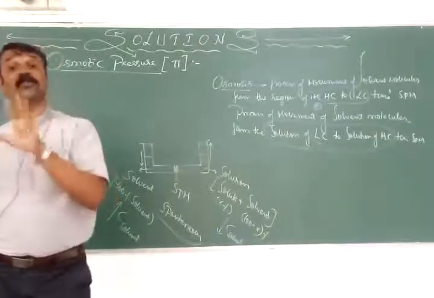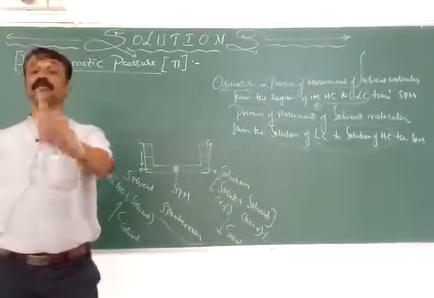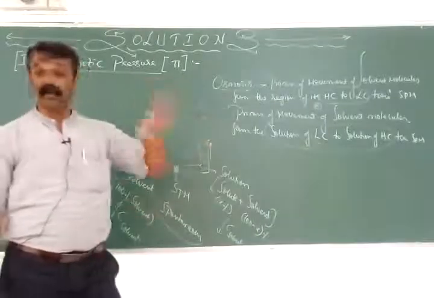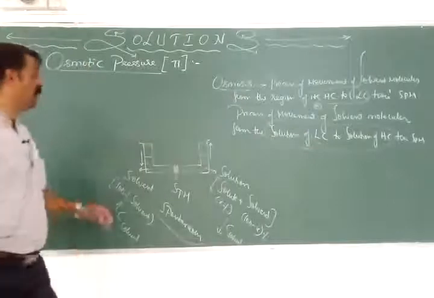High to low means don't use the solution term. If you want to use low to high, we have to strictly use what term? The solution term. But both have to move through the semi-permeable membrane. That process is called which one? Osmosis. Okay.